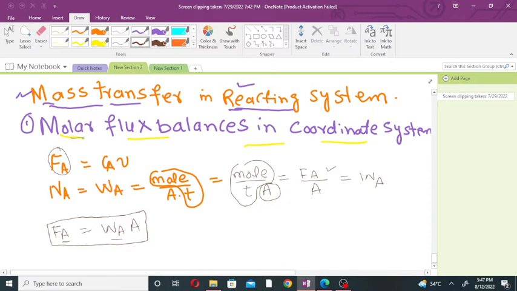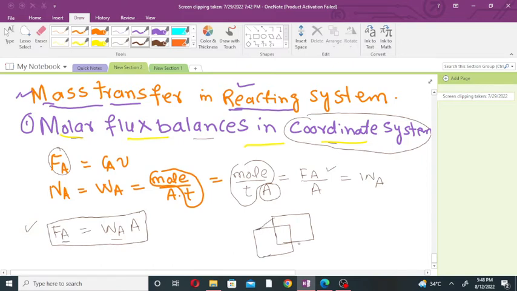Now the molar flux balances in Cartesian coordinate system. The balance equation will be derived from the material balance equation. First of all we should know the rectangular Cartesian coordinate system. What is the rectangular Cartesian coordinate system? You have already discussed that in higher class mathematics. This is the rectangular Cartesian coordinate system.